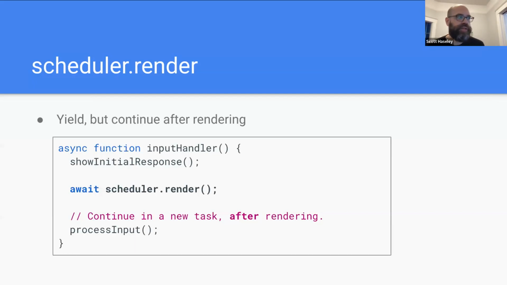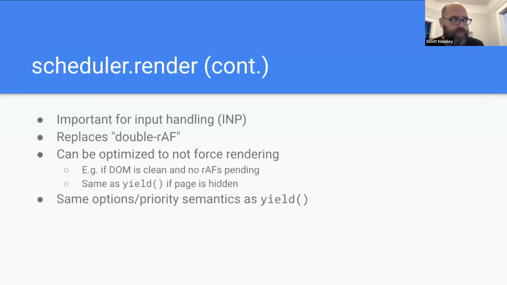So the idea here is a very similar yieldy API that has the semantics that it will wait until rendering happens and then resume. So here in this example, it's a guarantee that after that initial response, it's not going to continue processing that input until after the rendering completes. As I said, this is a really important thing for input handling. To some degree, it's just a bit of sugar on top of a double RAF or a RAF plus a post task, et cetera, but it's a lot more ergonomic, we think.